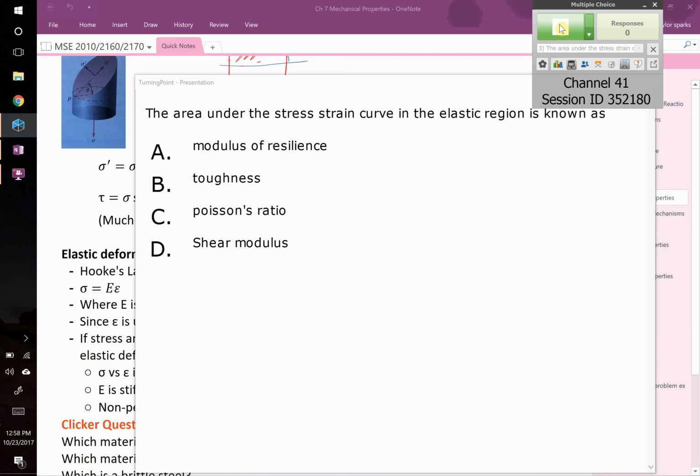I don't know. Okay, the area under the stress-strain curve in the elastic region is known as the modulus of resilience, toughness, Poisson's ratio, or shear modulus. Area under the curve.